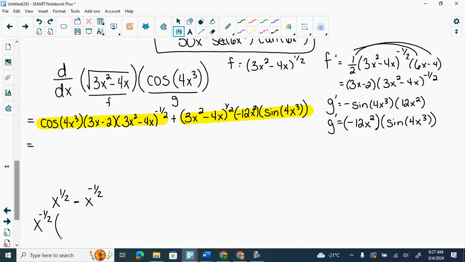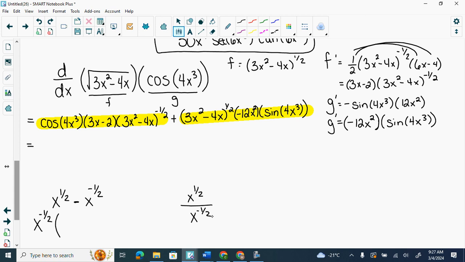So when I take a GCF out, what mathematical operation am I doing? Division, correct? So if I'm taking x to the negative a half out of x to the half, I'm actually dividing them. We agree? So I'm saying off to the side, that would be x to the half divided by x to the negative a half. True statement? What is x to the half divided by x to the negative a half? It's x to the 1.